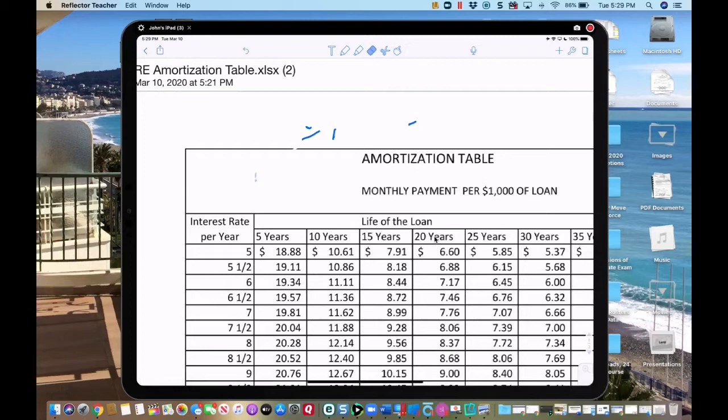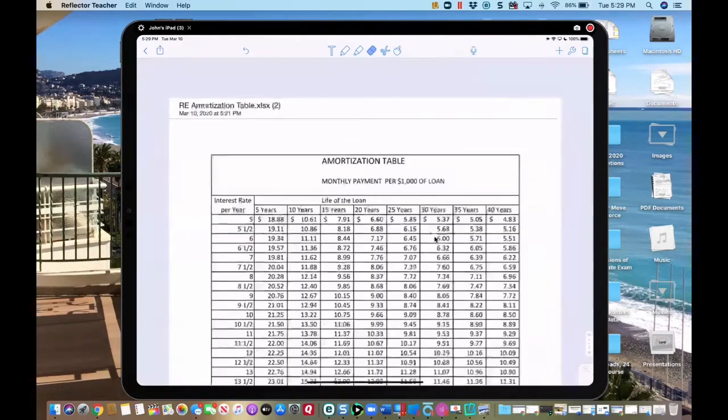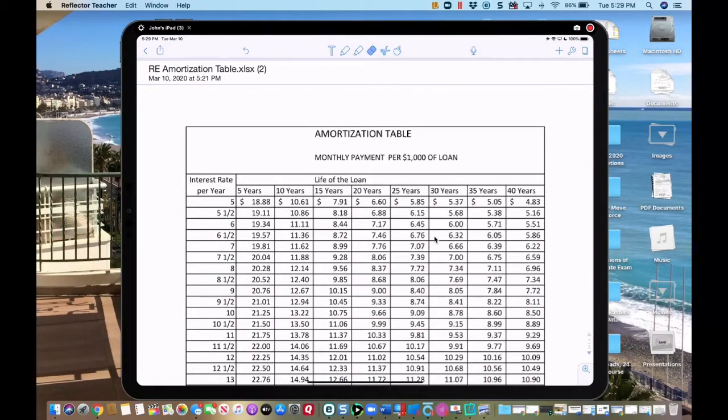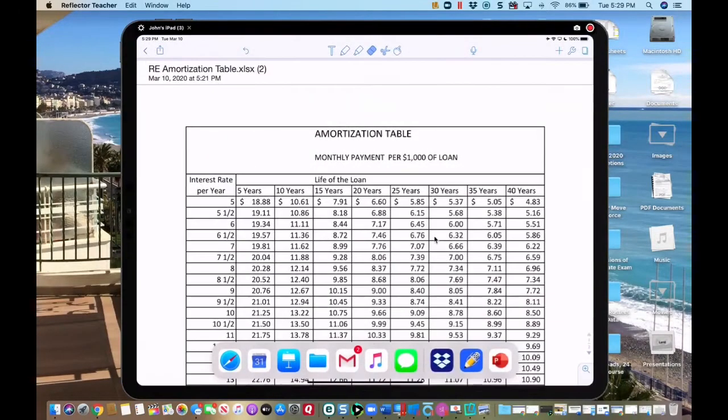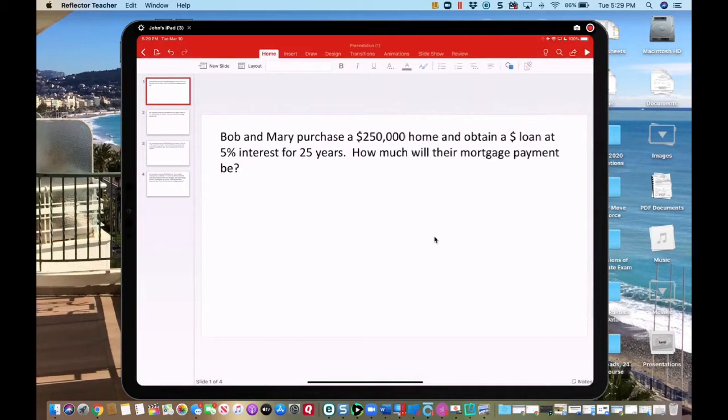So I've got several problems, and if you can work through these with me, you're going to do just fine on the exam. So let's pull up the PowerPoint and go through this first question together. Here, Bob and Mary purchase a home for $250,000, and they obtain, and I had the number there. I'm going to fix that for you here.